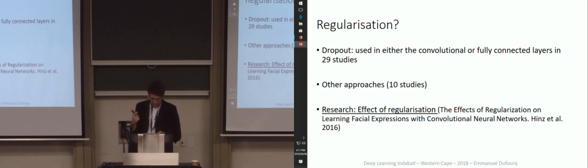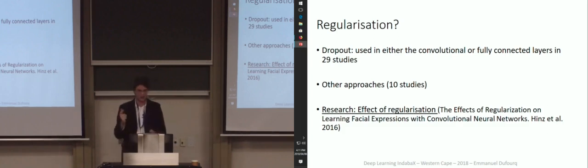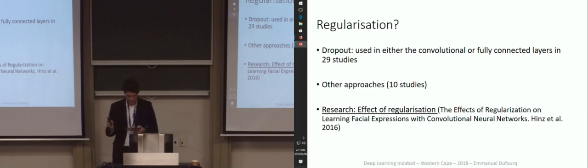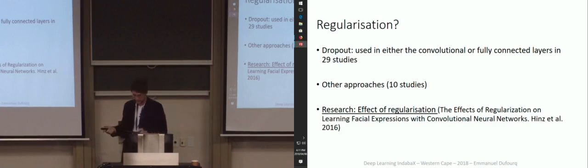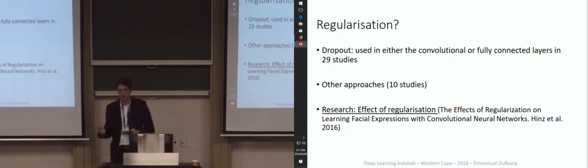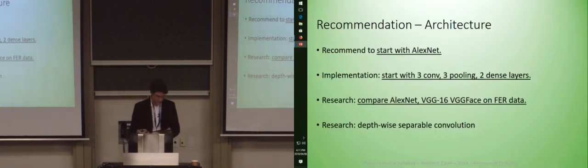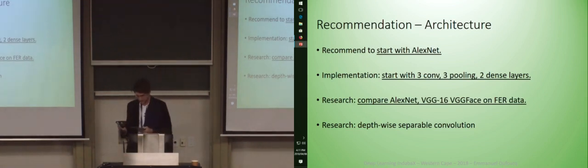They showed that applying max pooling, dropout after every convolutional layer, dropout after every fully connected layer, and batch normalization after every layer achieves the best results. But I would recommend reading this paper because they only report the results on one dataset. So I would definitely be curious to repeat these experiments across multiple datasets, in a fair setting, of course. So in terms of recommendation, I would recommend starting with AlexNet.